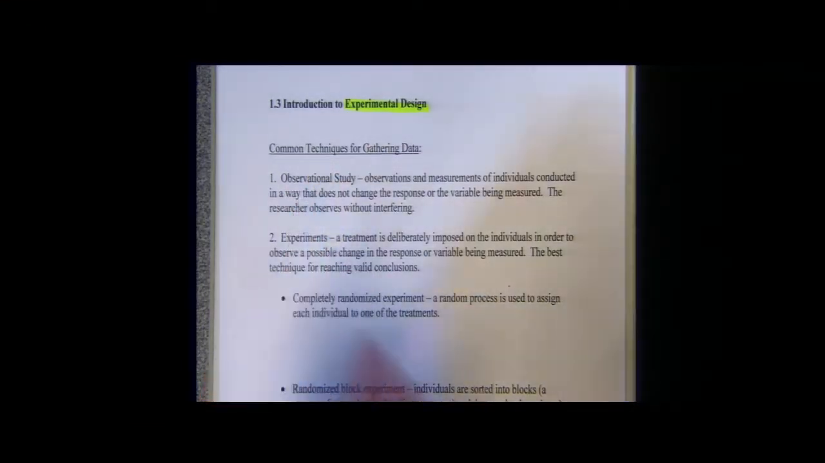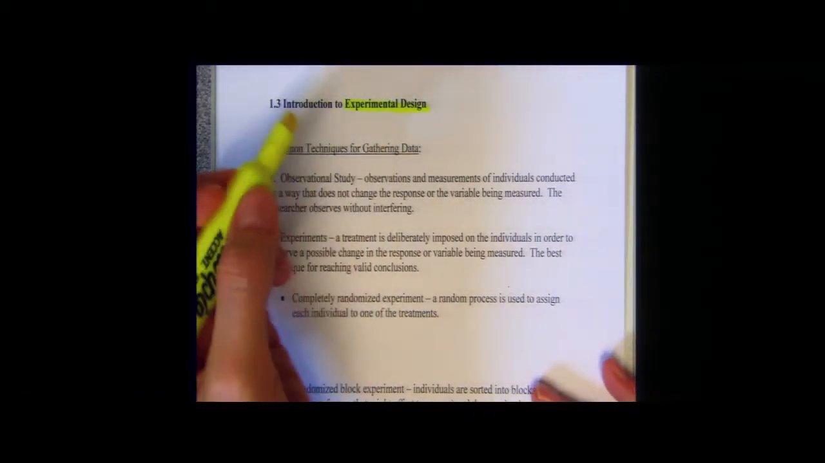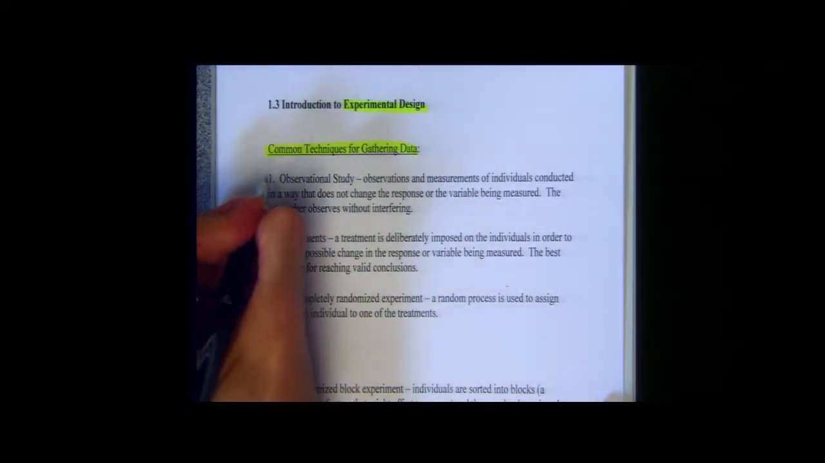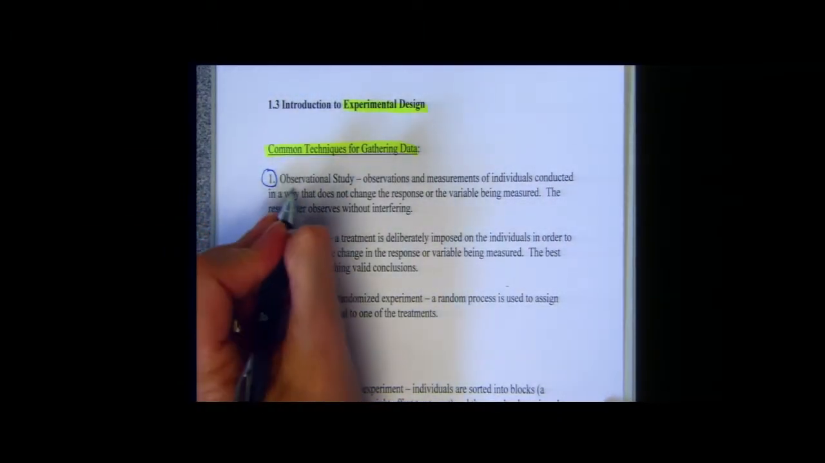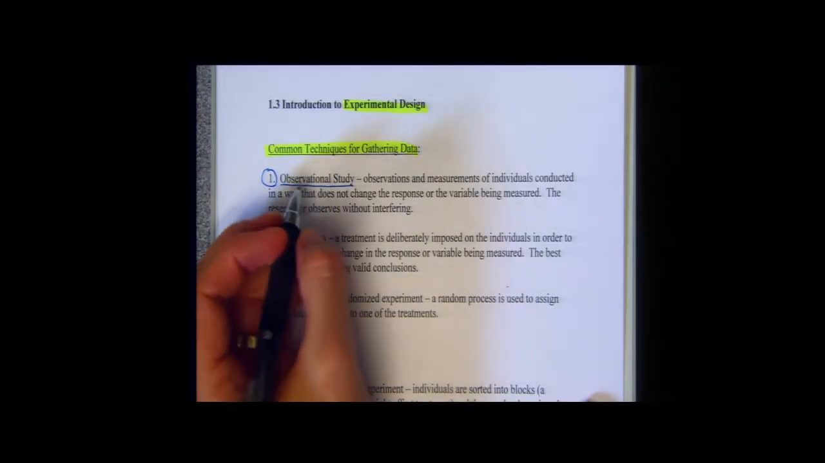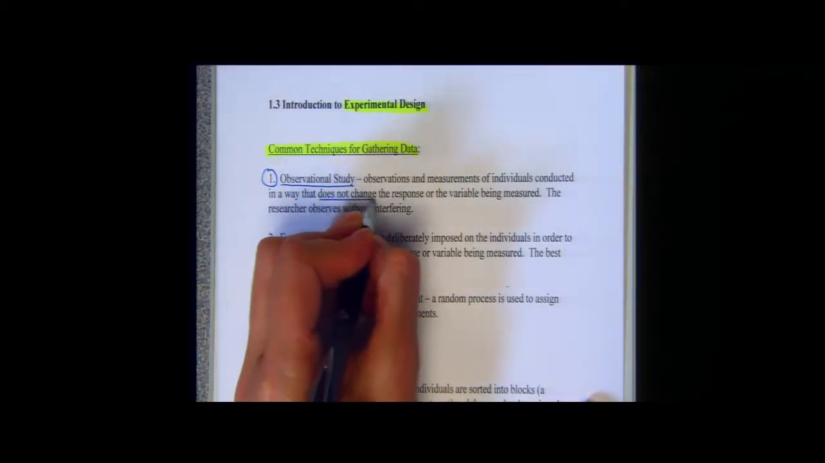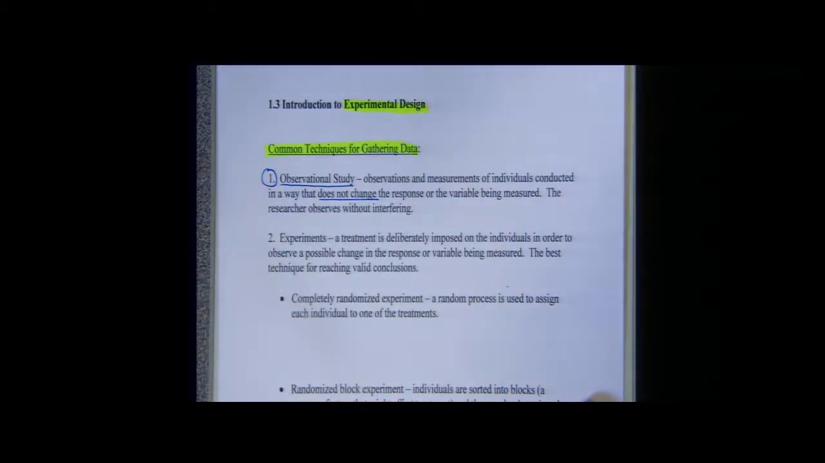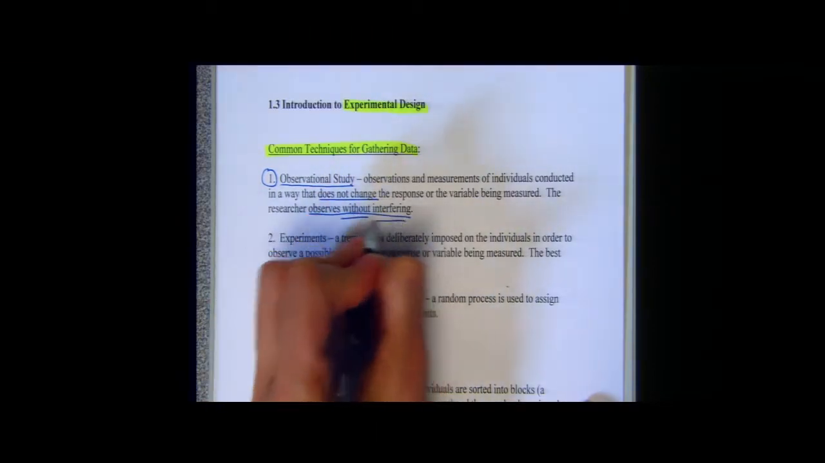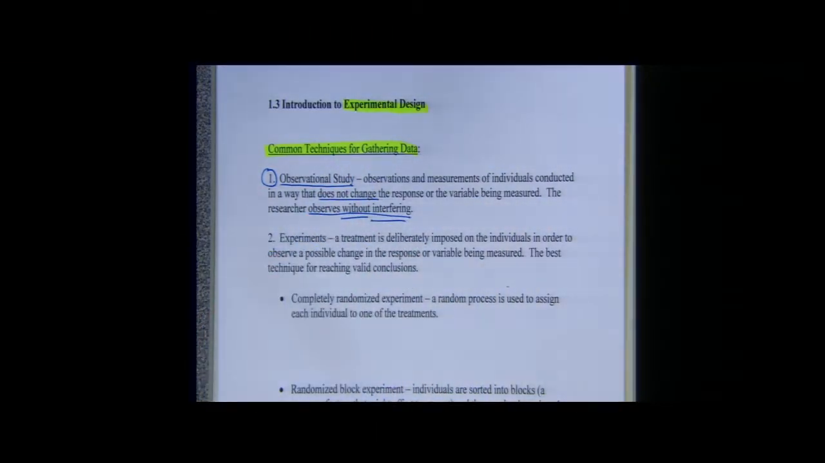There are two common techniques for gathering data that you need to be aware of. The first one is what we call an observational study. This is when observations and measurements of individuals are conducted in a way that does not change the response or the variable being measured. The researcher observes without interfering. So that's the key there, observing without interfering.